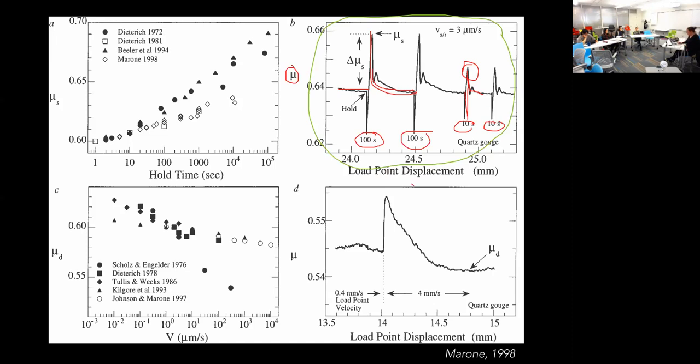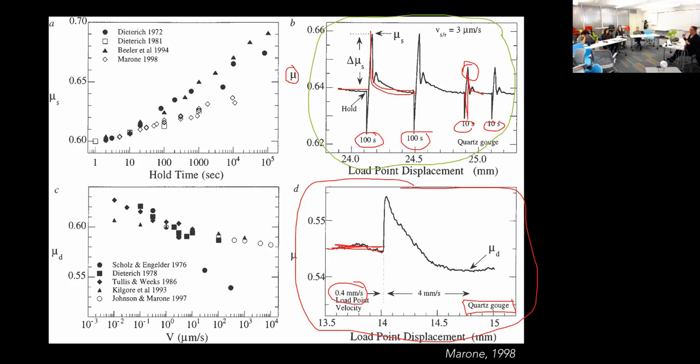The plot below that is for the velocity dependence. Here's another quartz gouge, it must be a different one because it has quite different properties. It starts out at 0.545 for a value of mu, so still just below the typical Byerlee range. That's the mu that you measure when the velocity of your experiment is 0.5 millimeters per second, 0.4 millimeters per second.